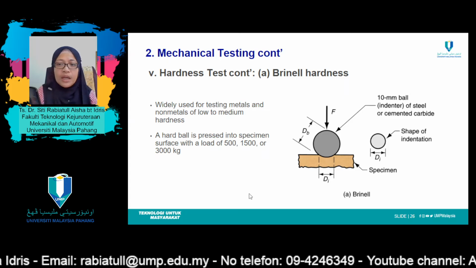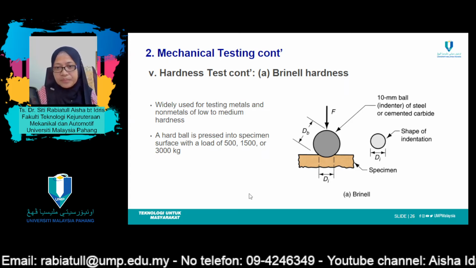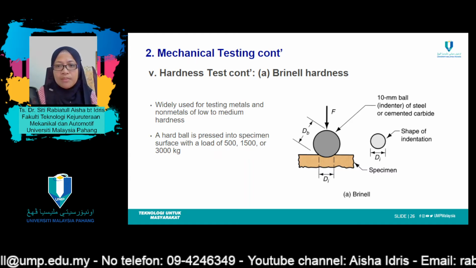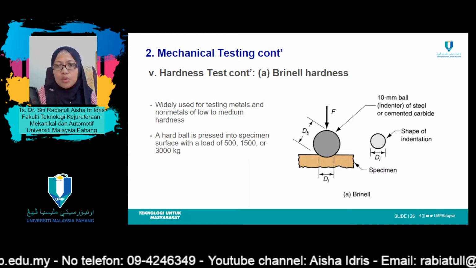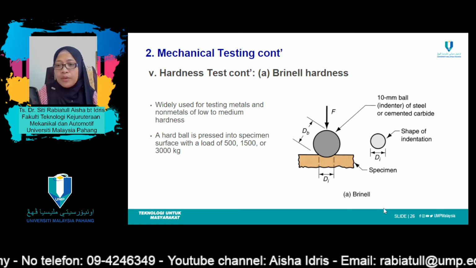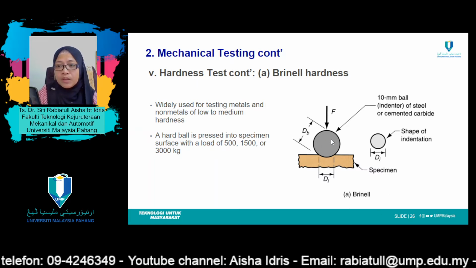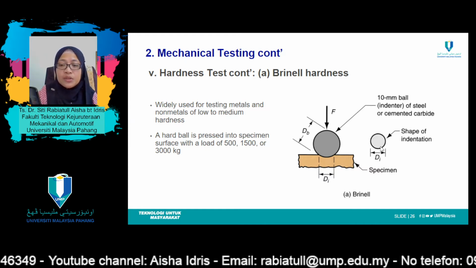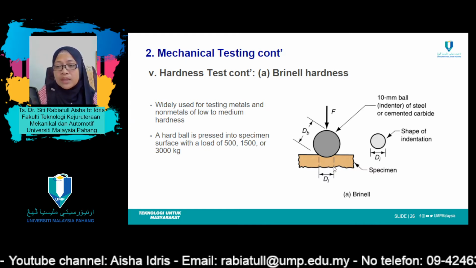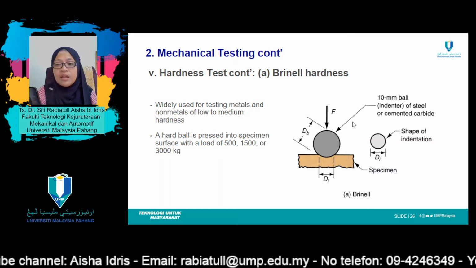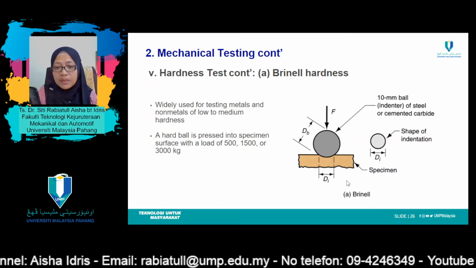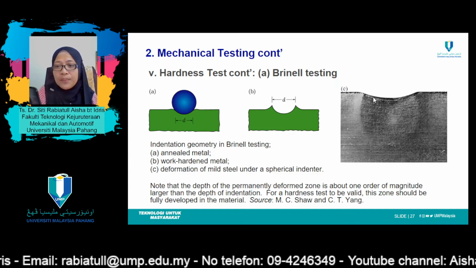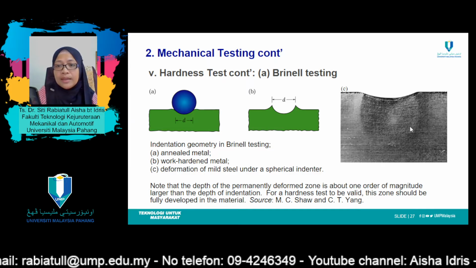Now let's look at Brinell hardness. It is widely used for testing metals and non-metals of low to medium hardness. You can see this is the indenter itself, and this is the shape of the indentation on the specimen after the indenter is pressed onto it. And this is what happened to the specimen after it is being indented.